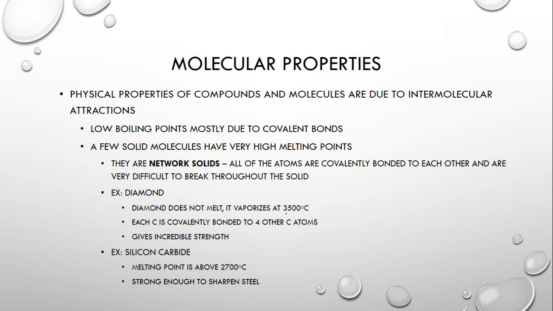Diamonds don't melt, they vaporize at an extremely high temperature. Silicon carbide is used to sharpen steel.